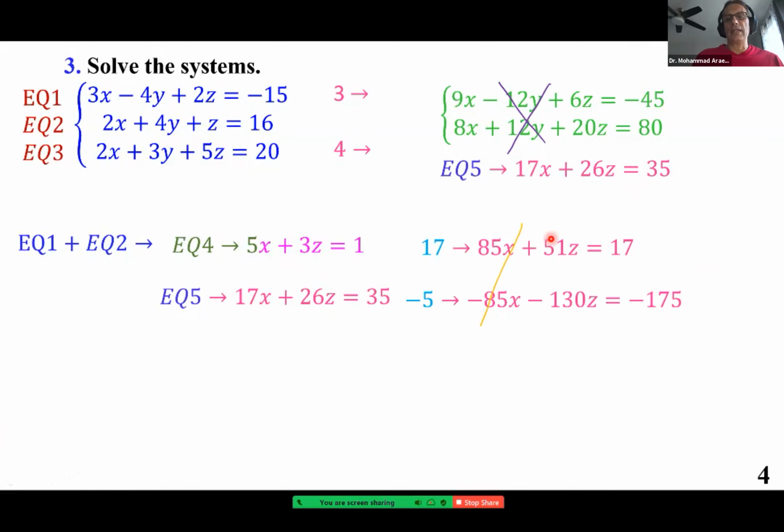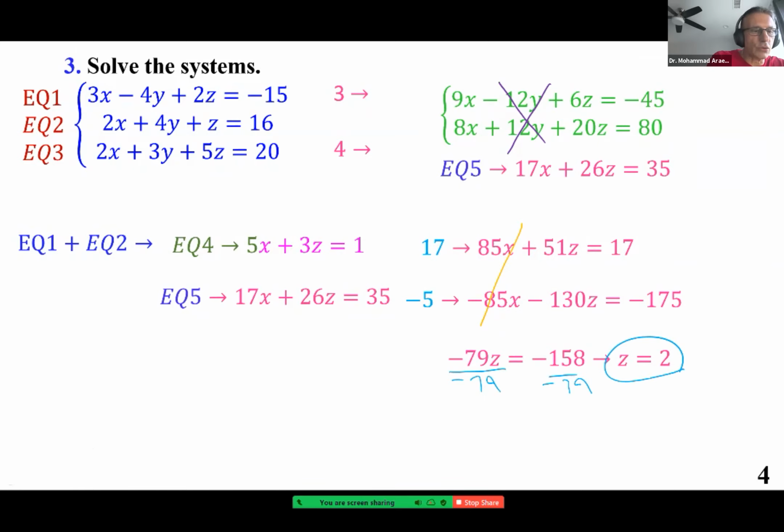So we can add these two, 51 and -130. They add up to -79. So -79z, we add up these two, -158, divide by -79. And it gives you the value of z.